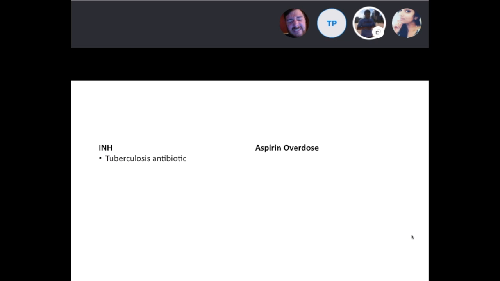And INH, obviously, it's an antibiotic medication for tuberculosis. An acute overdose causes seizures, and these seizures cause the lactic acidosis, which then in turn causes metabolic acidosis.